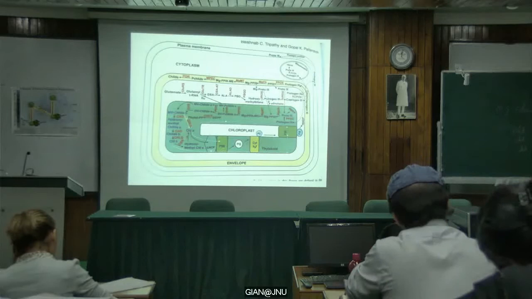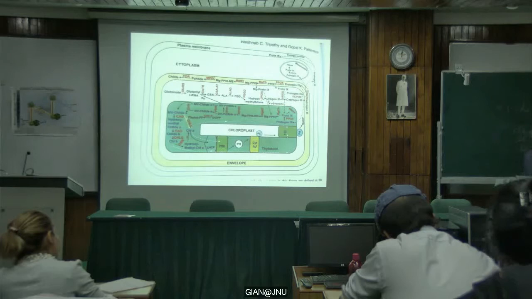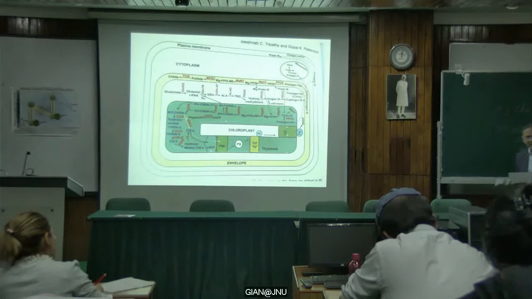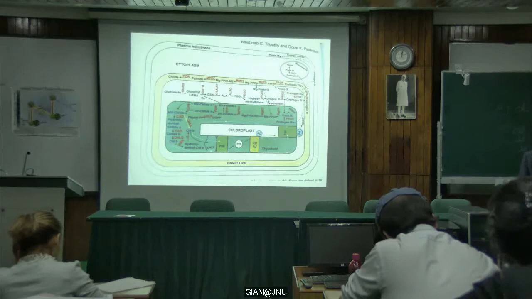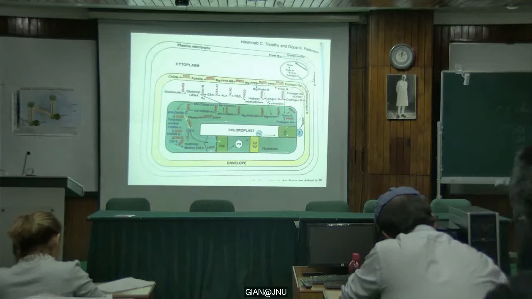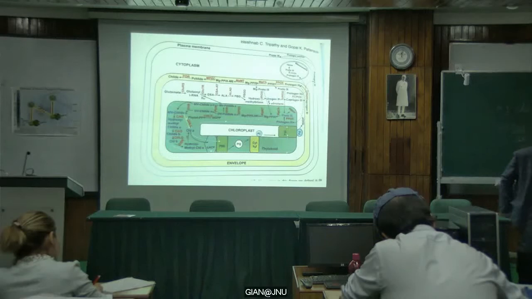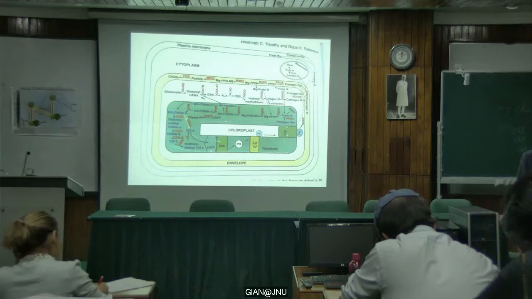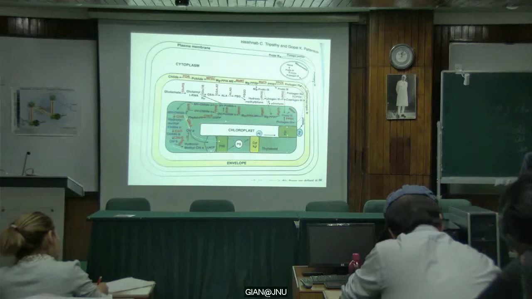The propionic acid group is then esterified, methylated, to form magnesium protoporphyrin monomethyl ester. The methylation is done by S-adenosylmethionine, a dependent reaction. Magnesium protoporphyrin plus S-adenosylmethionine; the enzyme is called SAM, S-A-M. We call it SAM.